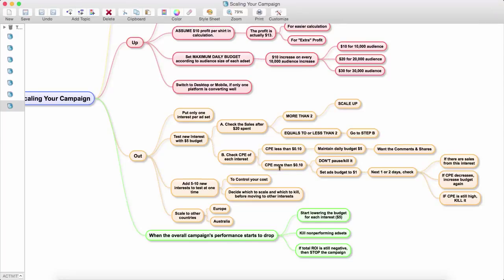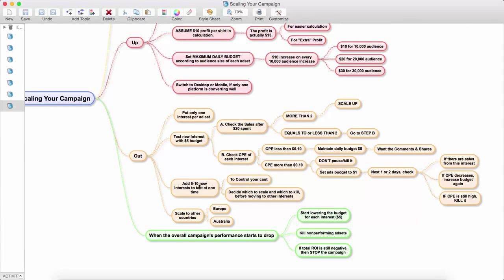And if the CPE is more than 10 cents, you set the ad budget back to $1. And for the next 1 or 2 days, you check whether there are sales from this interest. If the cost per engagement decreases, you can increase the budget back to $5 or $10 again. And if the CPE after 2 days is still high, then you kill the interest that you tested.